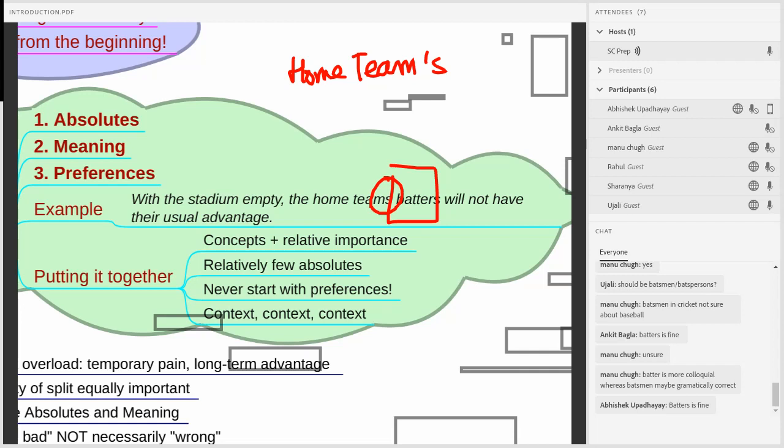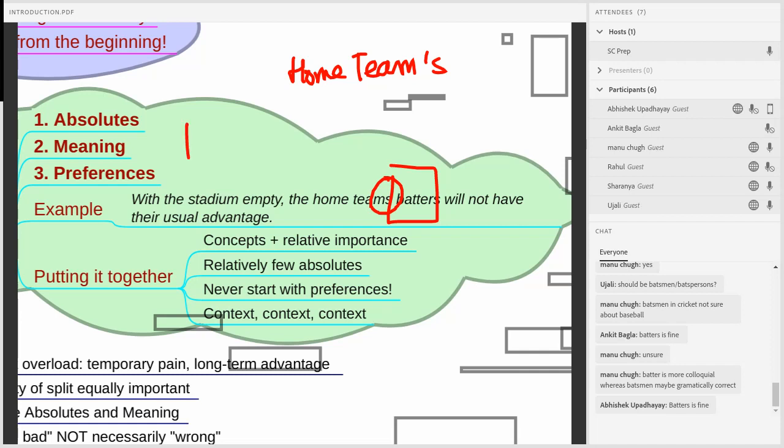Batters, Manu and Ujali. How sure are we about this? I've just never heard batters in my life, and I don't think I would ever use it. It doesn't make it reliable, but also it sounds very odd. Ujali, let me ask you another question. What if I say fishers?